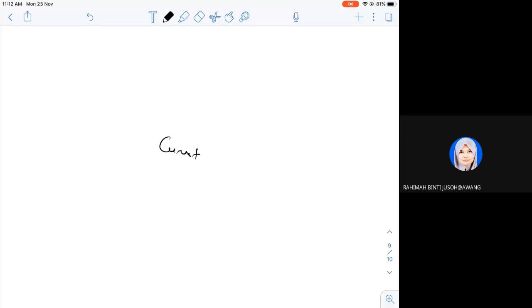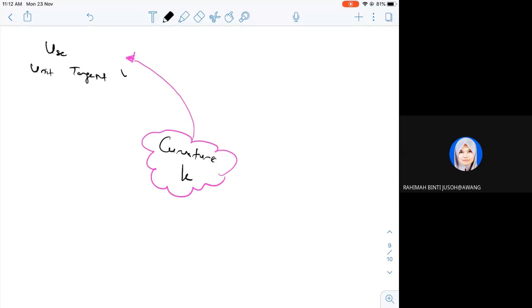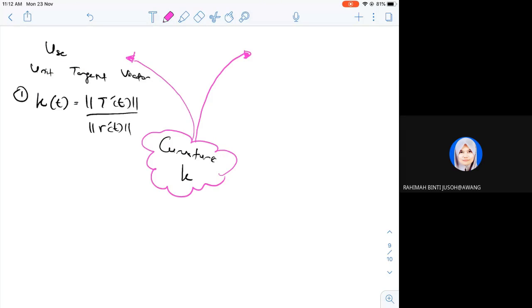Again, curvature we have 3 formulas actually. Formula number 1, we use the unit tangent vector. Bila you guna unit tangent vector, we have curvature kappa t equals to the magnitude of the derivative of the unit tangent vector, you kena differentiate, divided by the magnitude of r prime t, like this. And then the second formula is called the cross derivative formula.